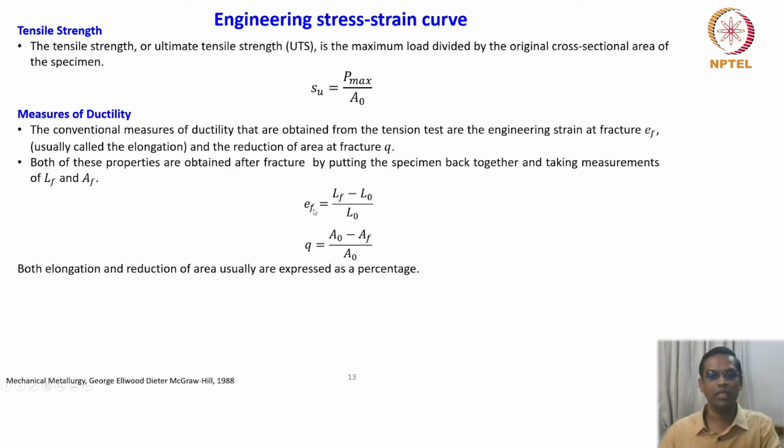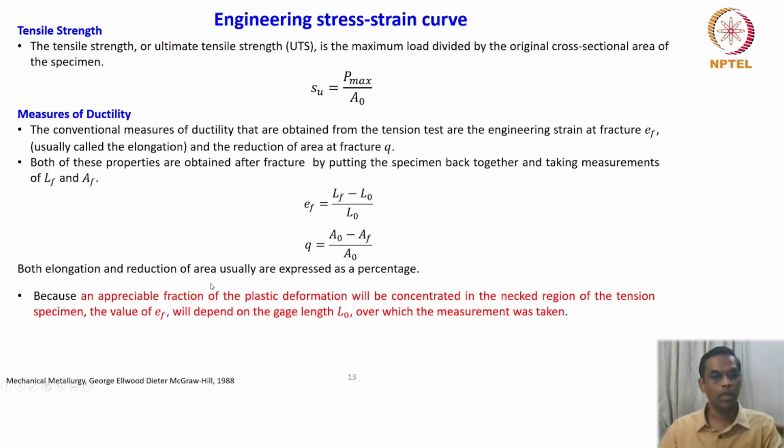So it is given by the formula: e_f is equal to L_f minus L naught by L naught, which is elongation, and the reduction in area q is the initial area, that is A naught minus A_f, divided by A naught. Both elongation and reduction in area are usually expressed as percentages. Because an appreciable fraction of plastic deformation will be concentrated in the neck region of the tension specimen, the value of e_f will depend on the gauge length L naught over which the measurement was taken. Very, very important.